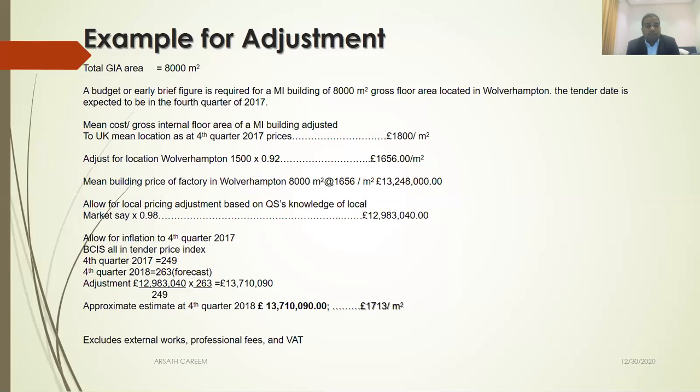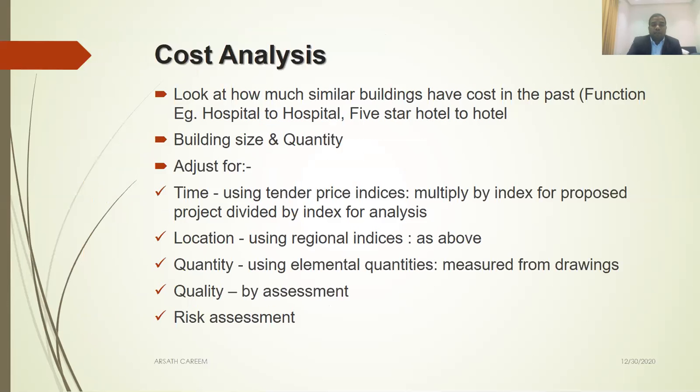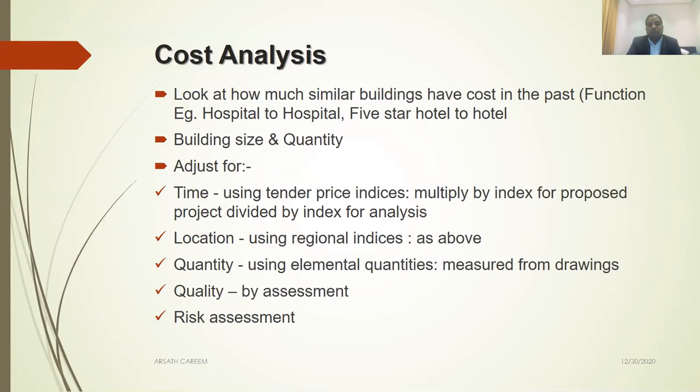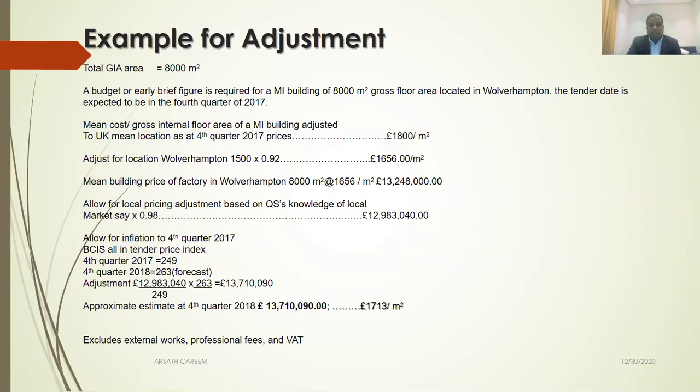So in this example, you are adjusting for location, you are applying your knowledge, and you are adjusting for time. In one example, you are adjusting for all three. So what you learn here is to adjust for time, location, quantity, quality, and risk assessment. As a quantity surveyor, in that example I did three adjustments: time, location, and risk assessment, using my local knowledge. This is the reason I picked this example.